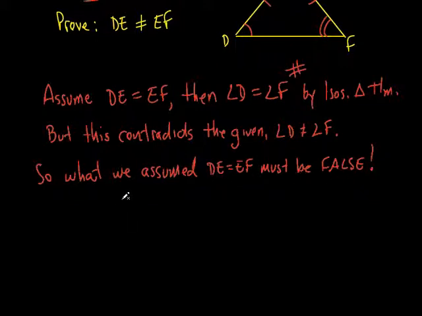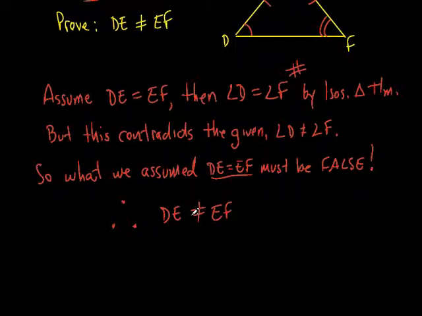Therefore, did you know there's a symbol for therefore? It looks like a triangle, but they're just dots at the vertices. That takes longer, so just write it out. Therefore, what? If DE equals EF is a false statement, what can we say? If this is false, what can we say now? That's right. Then DE is not equal to EF. And there you go. That's your proof right there.